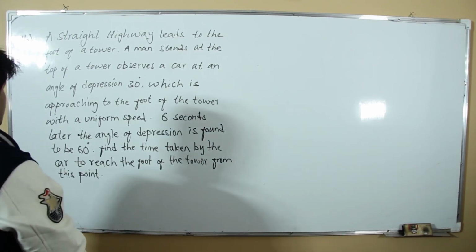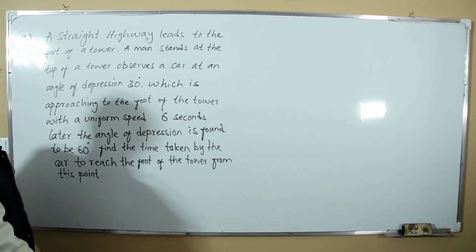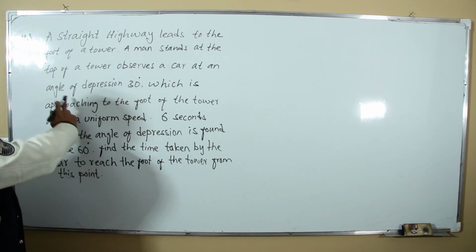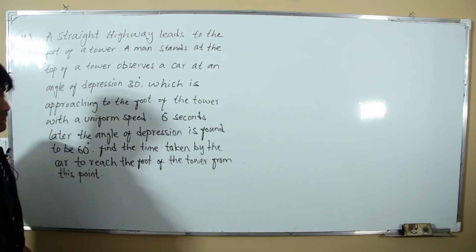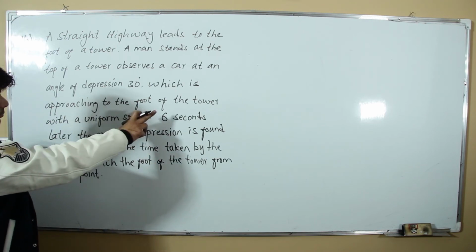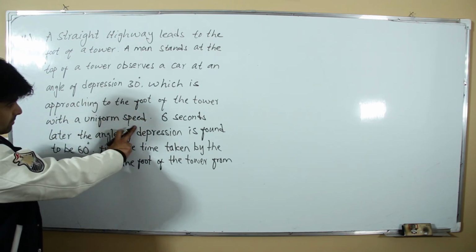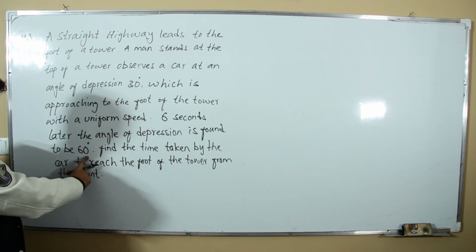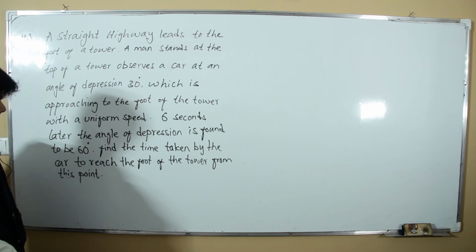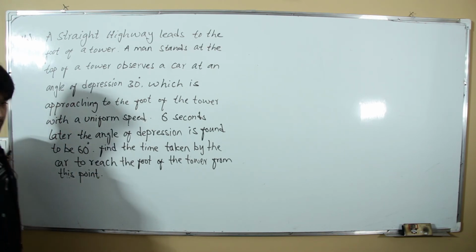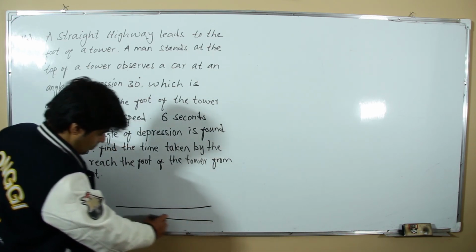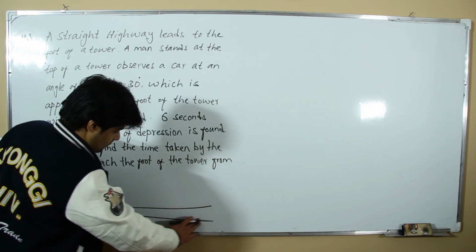Question number 14. A straight highway leads to the foot of a tower. A man standing at the top of a tower observes a car at an angle of depression of 30 degrees, which is approaching the foot of the tower with a uniform speed. 6 seconds later, the angle of depression is found to be 60 degrees. Find the time taken by the car to reach the foot of the tower from this point. What does it mean? Suppose this is our road. Am I right or not? Yes.